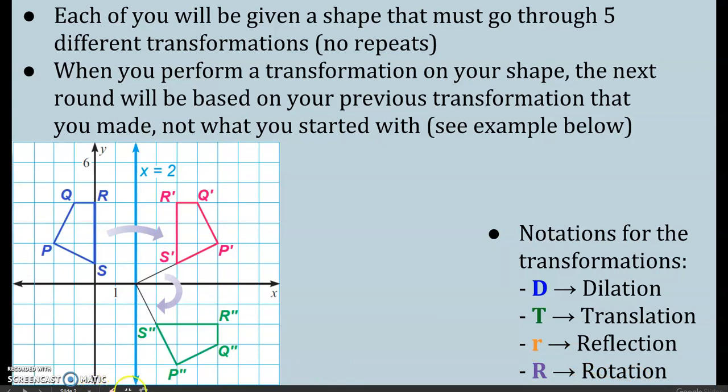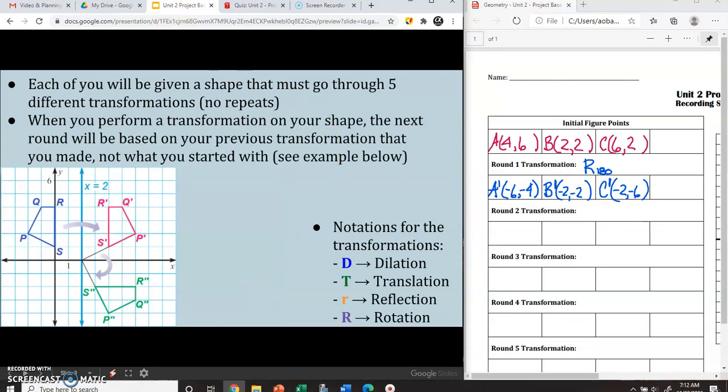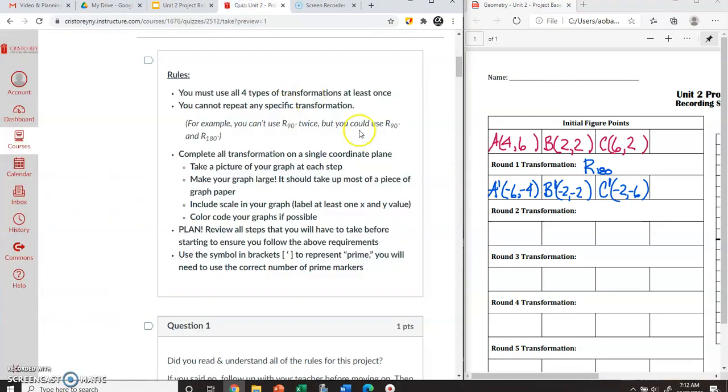Alright, so I'm going to show you an example. Let's reduce that and go to the Canvas page. So as you can see, you're going to read the rules. It tells you that you have to use all 4 types of transformation at least once. The last one of them is going to be repeated because you've gone through all 4 different types of transformation. And what I mean by no repeats, for example, let's say you use rotation.